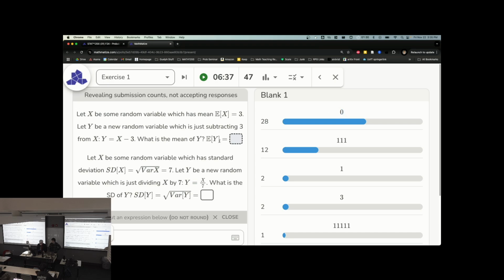The reason it's 0 is because the mean operation is linear. So if you add or subtract things inside the mean, they can come out of the mean. In other words, the expected value of x minus 3 is the same as the expected value of x minus 3. So when you do the expected value of y, you're going to get 3 minus 3, which is 0. So the right answer is 0.